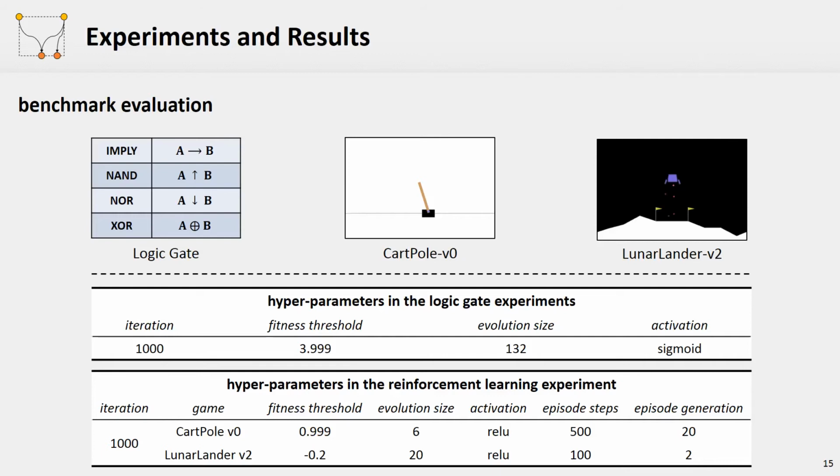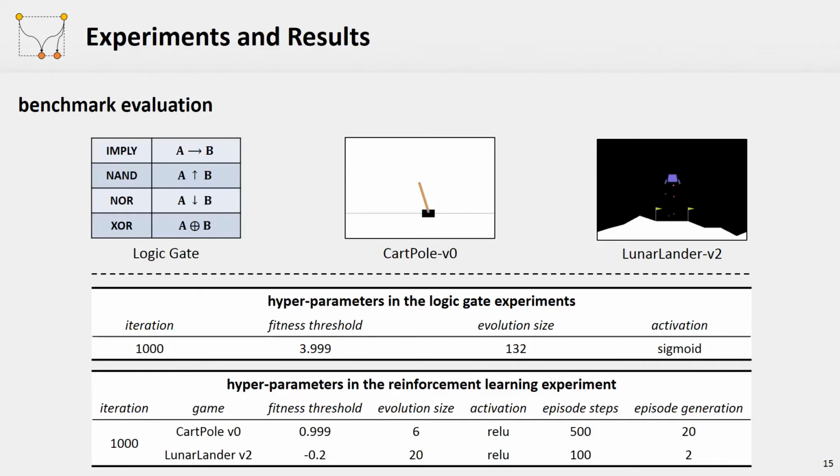Lunar Lander version 2 is a simulation of lunar landing, the environment of which is more complex than that of Cartpole version 0. By controlling the left, right, and bottom engines, the ship will fall into the selected area with the right direction.